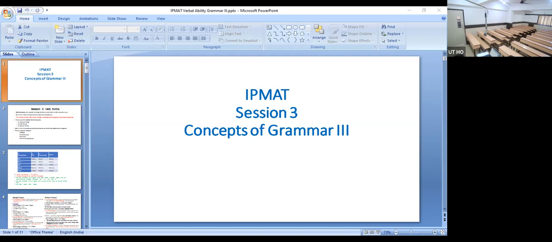So today we will move on to our next part of grammar again. Before we get into the rigorous process of practice, I want you to be thorough with all the concepts of grammar that you will be coming across. So now in our session 3, today we will be doing verb forms.